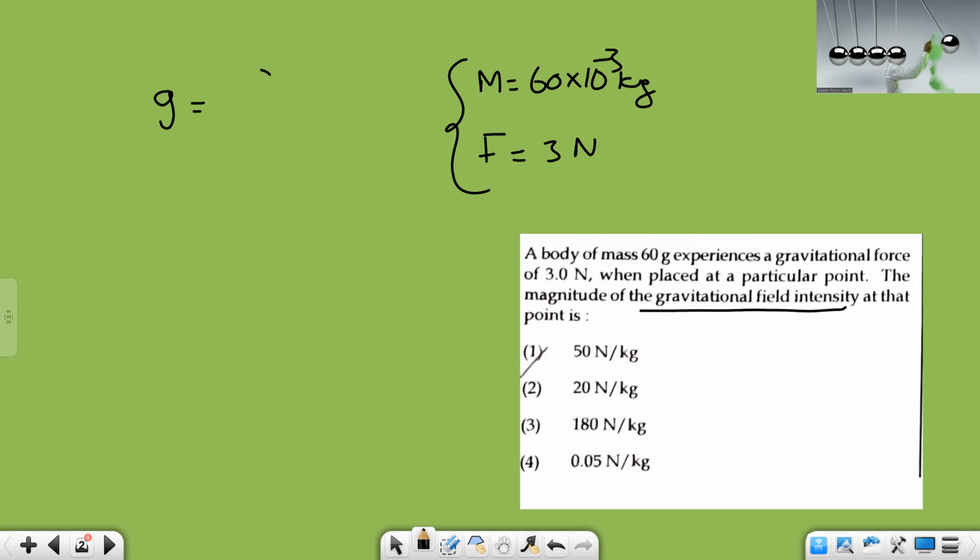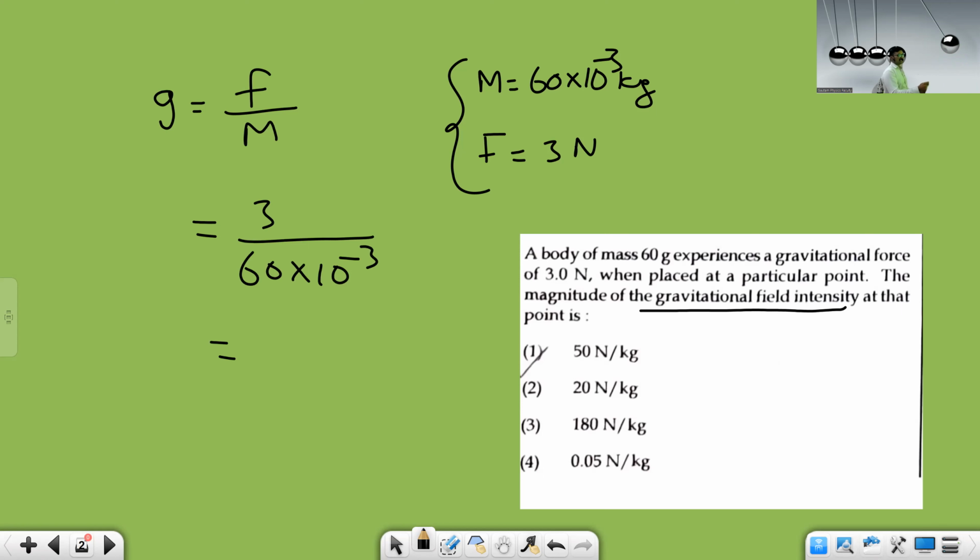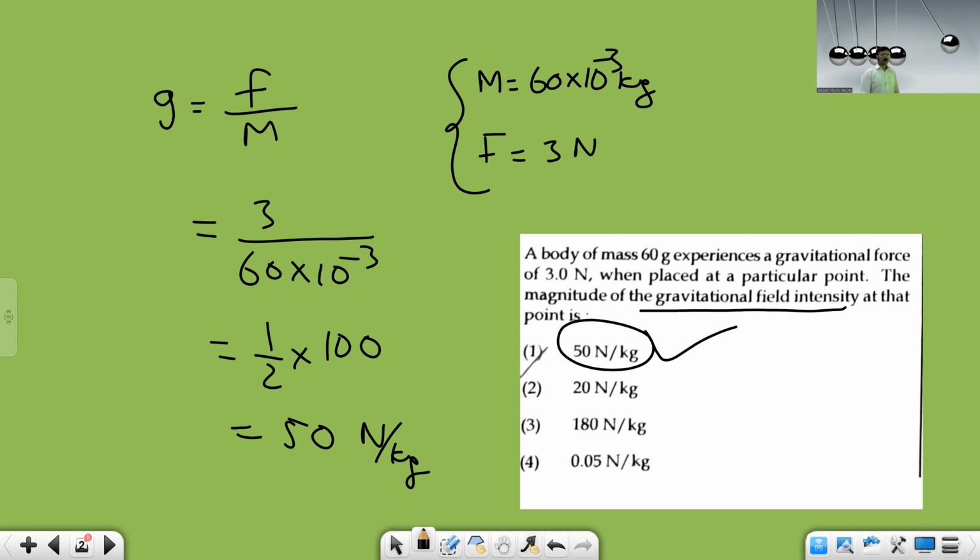We can write gravitational field intensity as g, which is nothing but F by m. So I can write 3 by 60 into 10 power minus 3, which is 1 by 2 into 10 power minus 1... that is 50 Newton per kg. Force's SI unit is Newton, mass's SI unit is kg, so 50 Newton per kg, and my option is the first option.